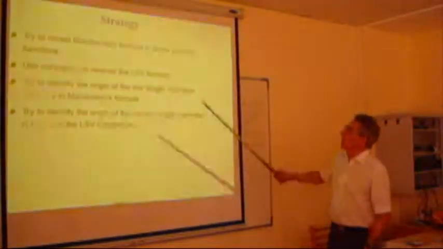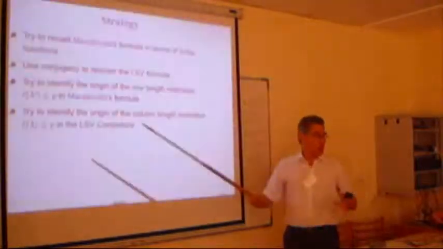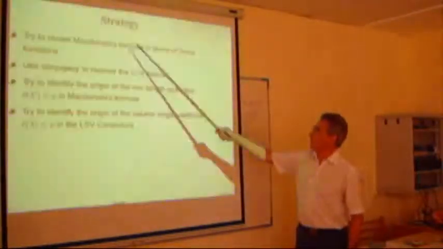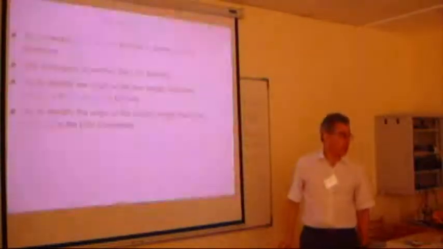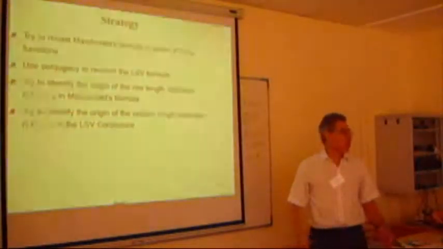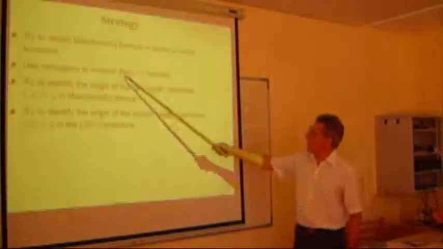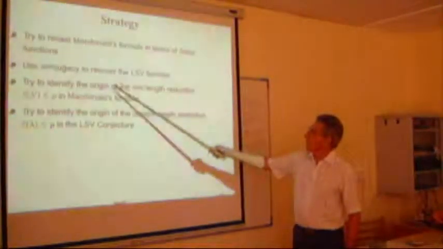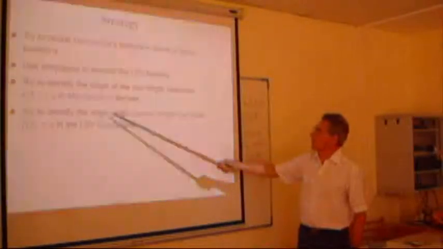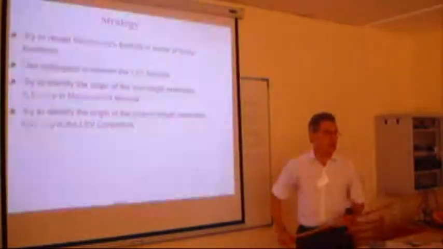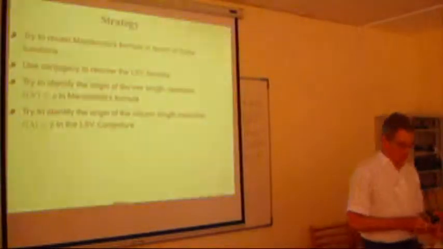So what's the strategy? We want to recast Macdonald's formula, which comes in the form of a determinant. Can we recast that in terms of Schur functions? Then can we use this conjugacy? As we can see on the left-hand side, that's all we need, some conjugacy operation. And then having done that, to recover this formula, can we somehow see in a more fundamental way why these row length restrictions come in one case and column length restrictions in the other? What's the origin of this restriction?